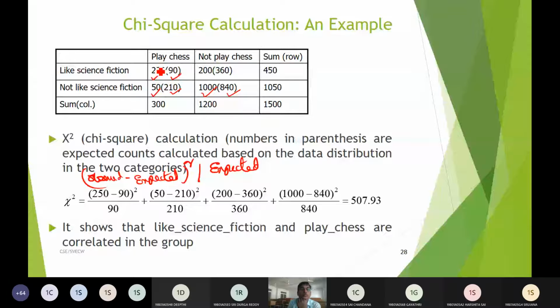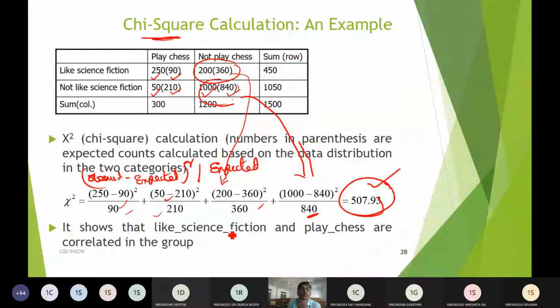So now you can see 507.93. What this gives as an interpretation for the chi-square method was, people who like science fiction and who like chess are totally correlated. So that is the reason why we are going to get this value as 507.93.